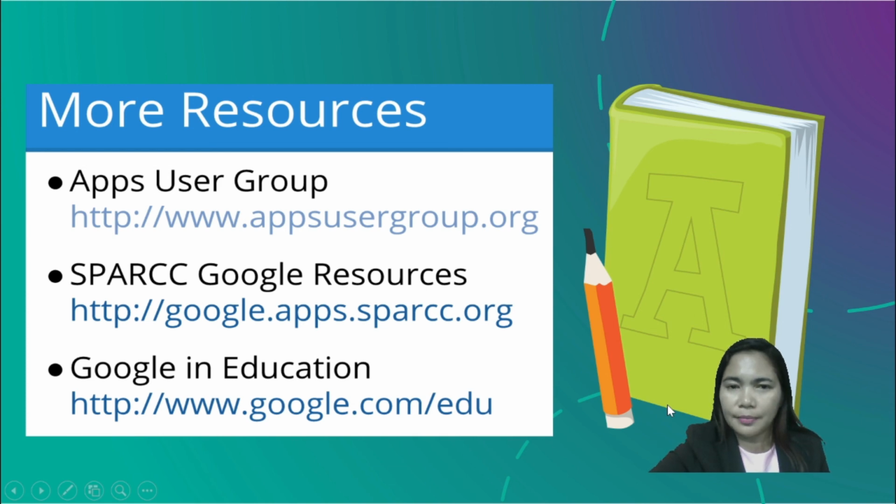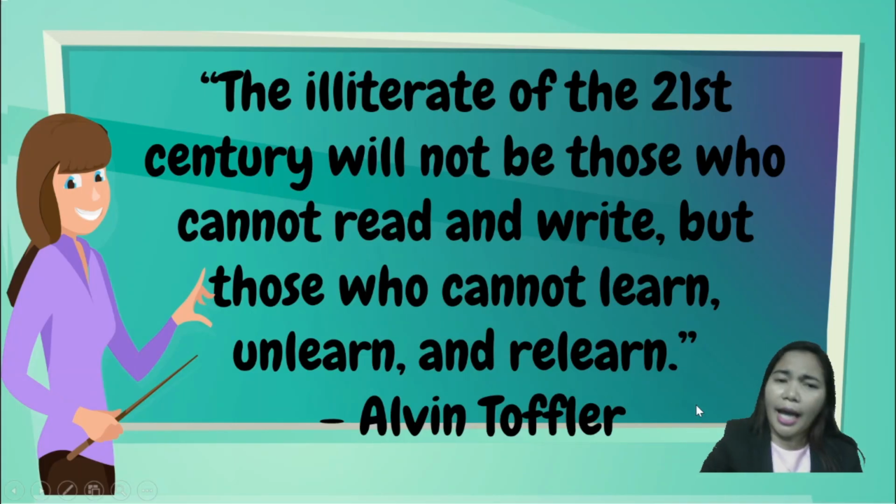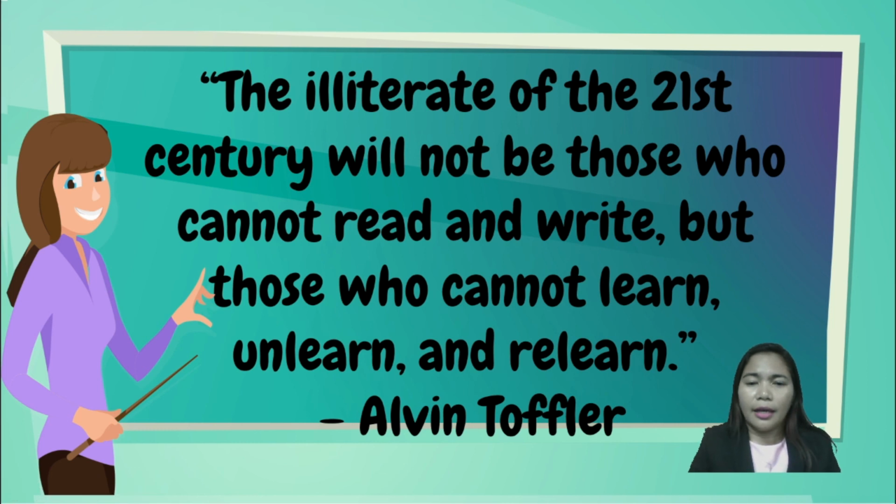And then before I end, I have here a quote. It said, "The illiterate of the 21st century will not be those who cannot read and write, but those who cannot learn, unlearn, and relearn," by Alvin Toffler. So we have to adapt ourselves within our system to keep on learning, unlearning, and relearning always.